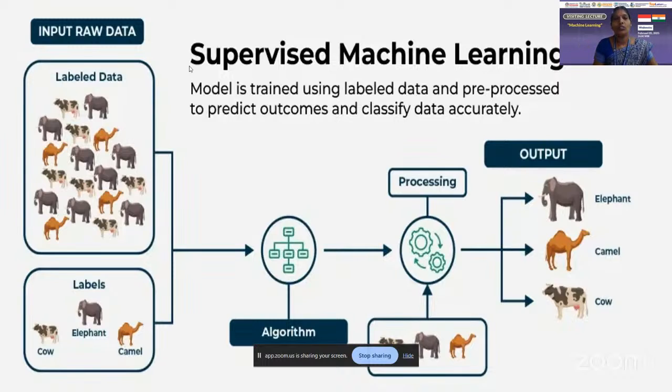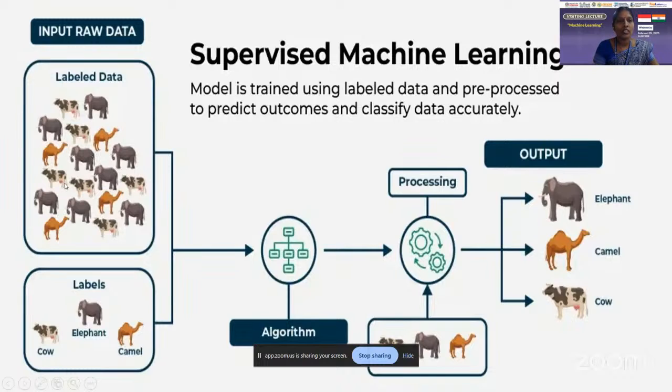Okay, so here the model is trained using labeled data, which is nothing but an input-output pair, and it is also pre-processed to predict the outcomes and classify the data accurately. So here I have given you a simple example. It consists of animals such as camel, elephant, and cow.